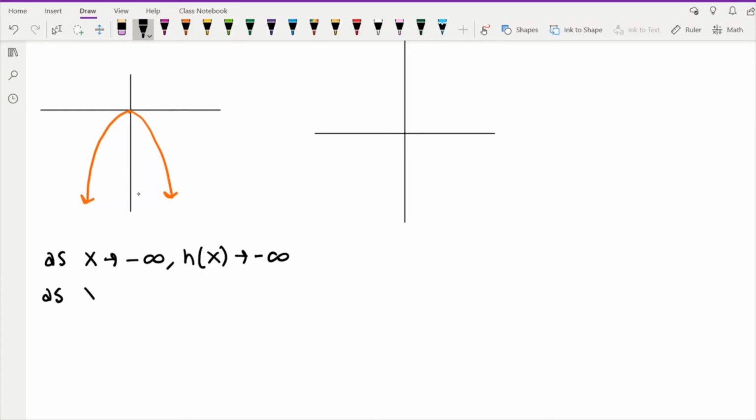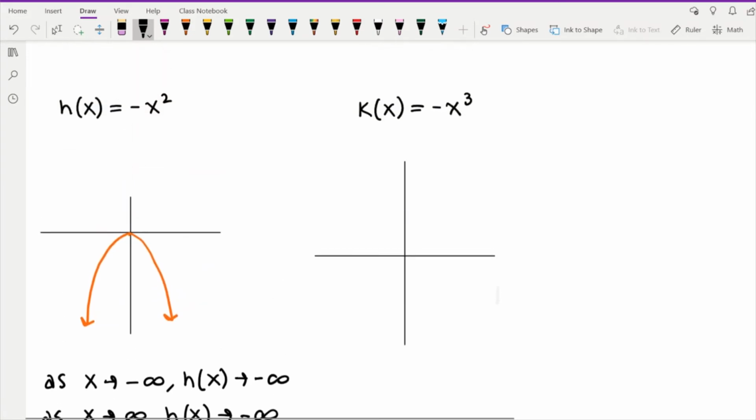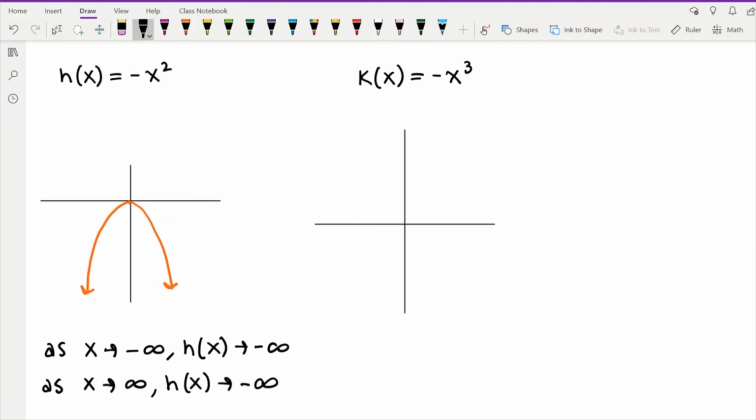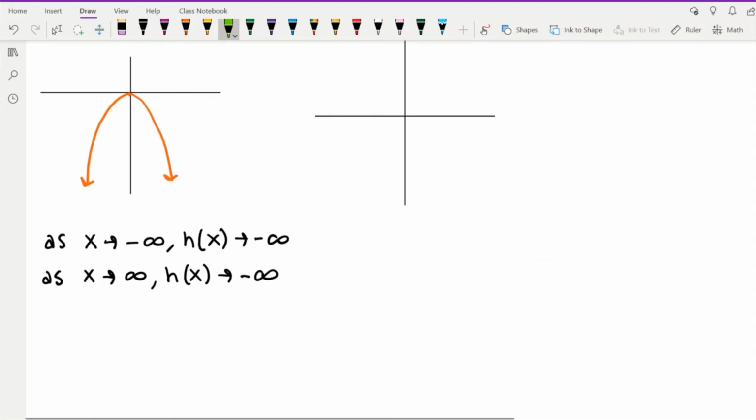And then on the right-hand side, as we're plugging in bigger and bigger values, as x goes to the right, the function also goes down. So h of x also approaches negative infinity. And so why is that happening? Well, basically, when you square the input, you're always going to get something positive. Let's look at a quick example.